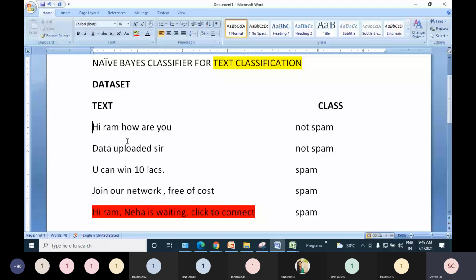Then 'Data uploaded, sir.' Someone might have sent me this kind of message. Some of my employees can share this kind of report with me. So obviously, I treat this as not spam.